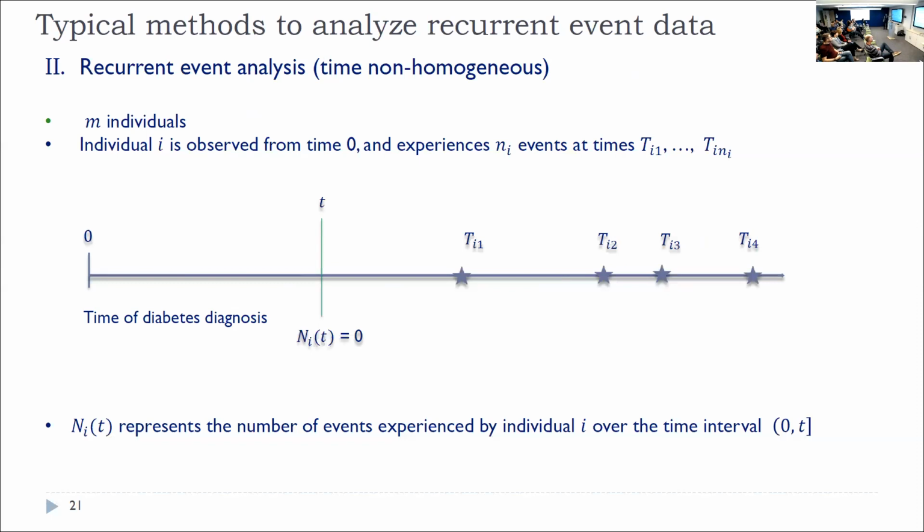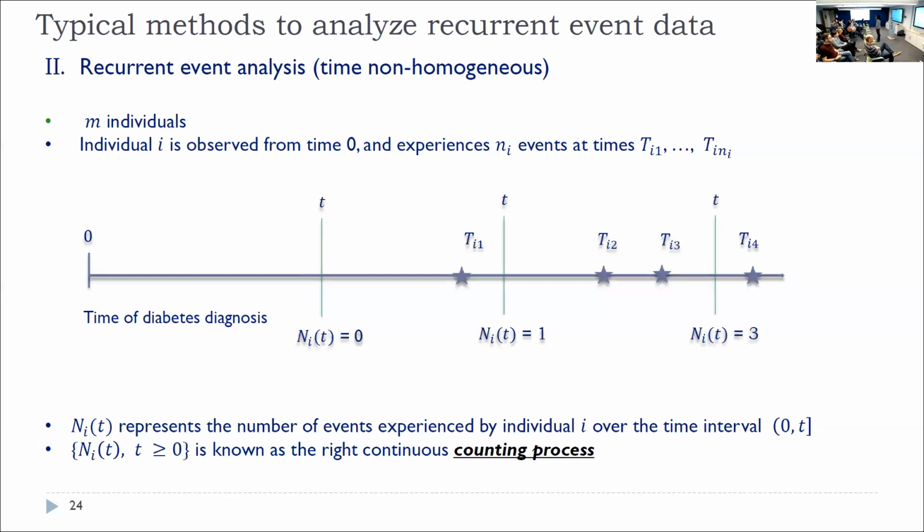So for example, in this given t, N_i(t) is equal to 0, because so far they've had no events. And let's say now I'm moving t forward a bit. By this time, this person, the number of events they've experienced is 1. Let's say t is over here, the number of events is 3. But you can think of this along the continuous time scale.